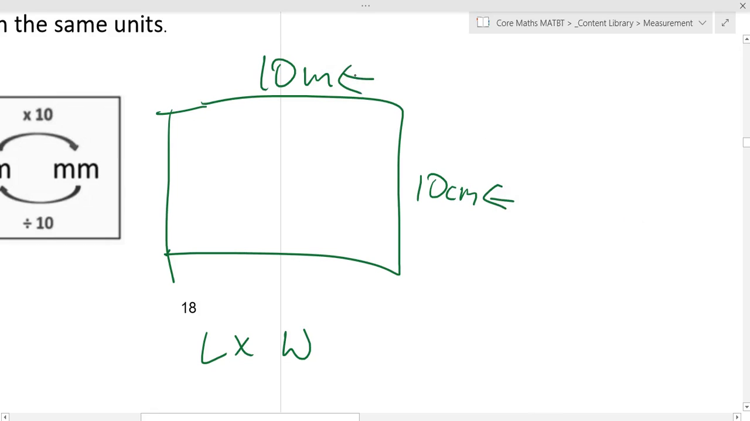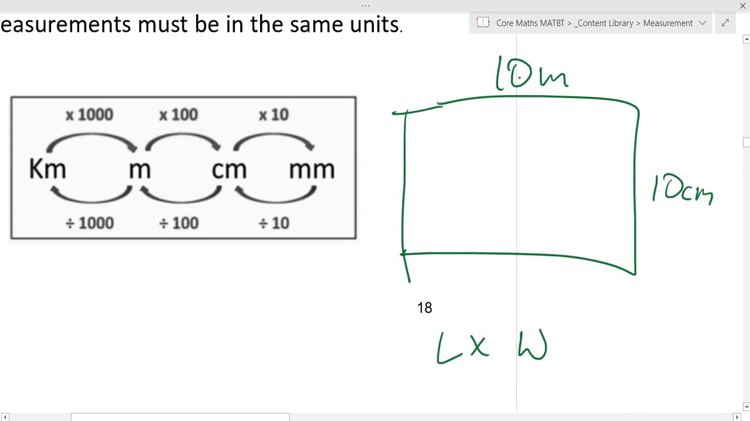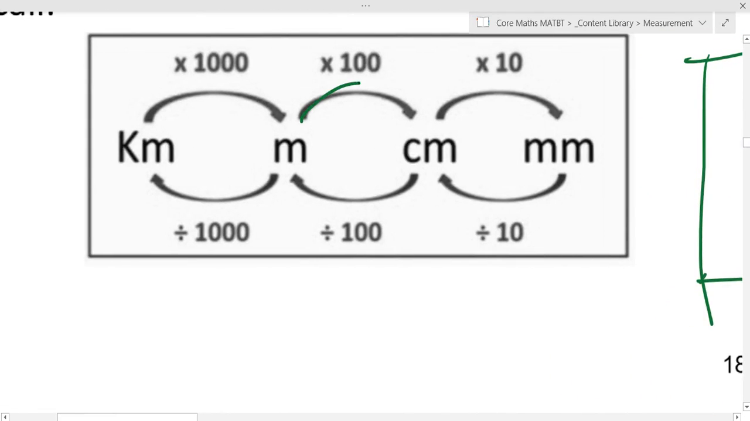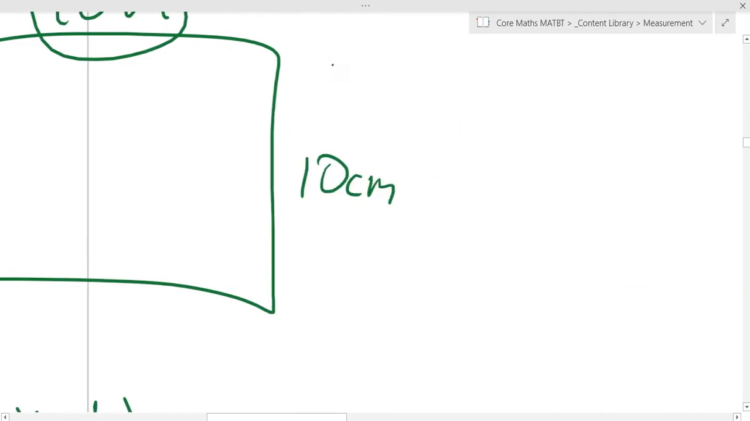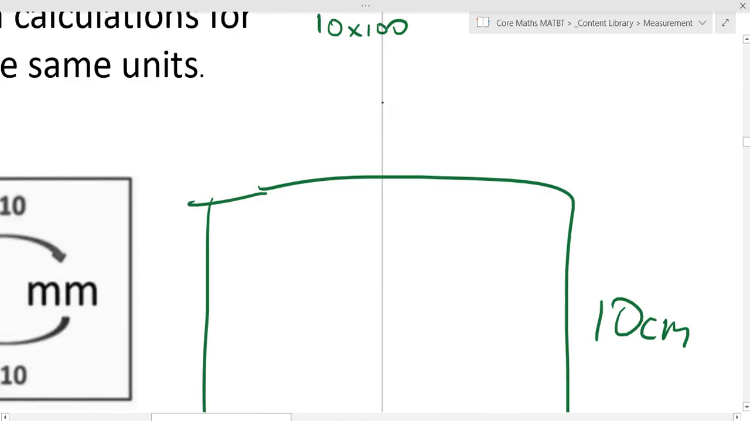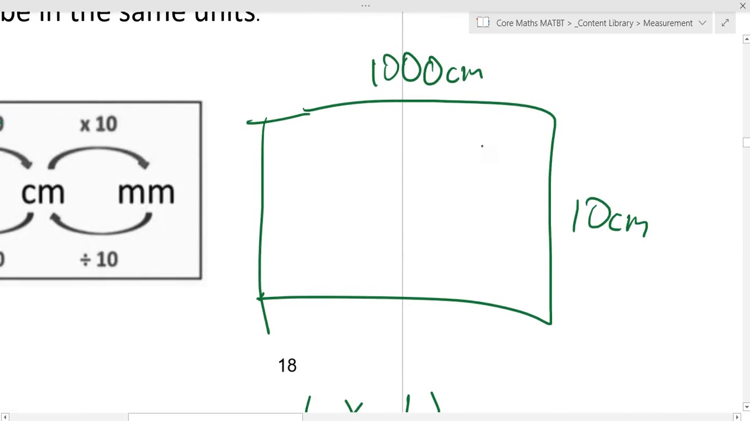Either I make them both meters or make them both centimeters. If I want to change them both to centimeters, I look at my little scale here, go from meters to centimeters, multiply by 100. So this now becomes 10 times 100, which is 1,000 centimeters. And now I can work out the area of it. Those are the sorts of things you've got to watch out for with these questions.